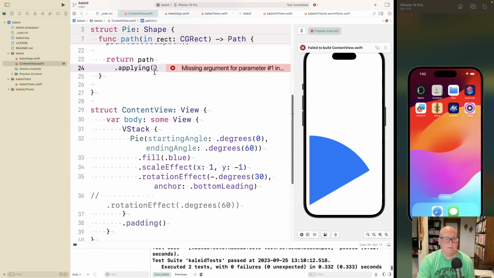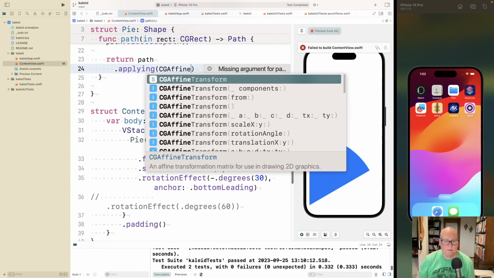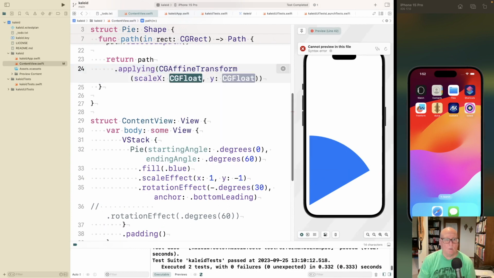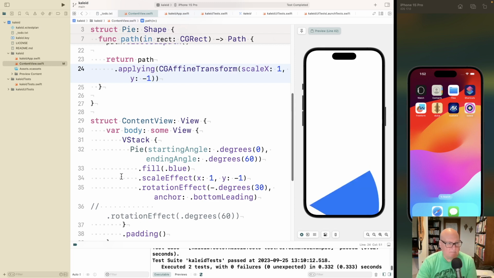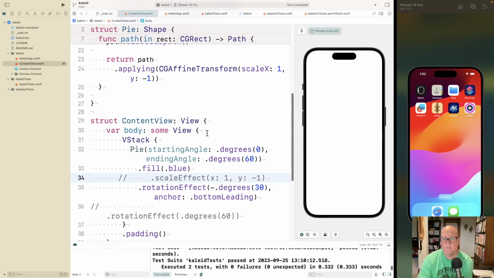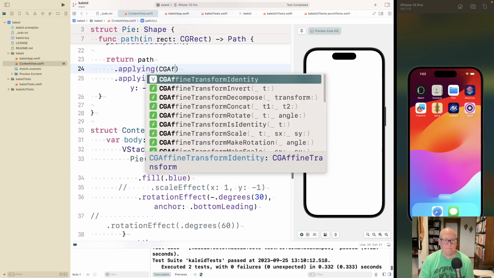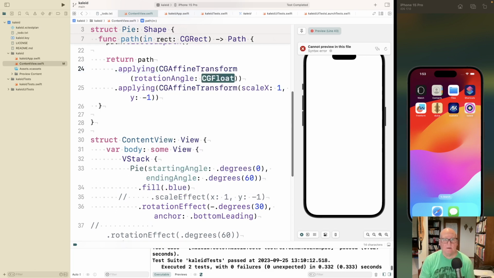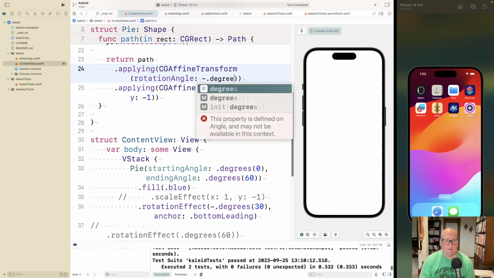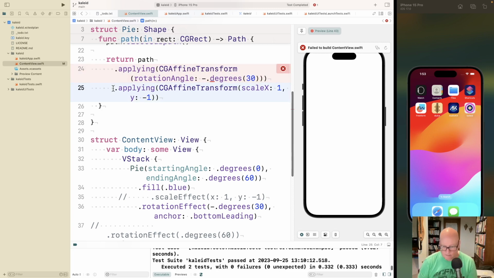Okay, so CG affine transform scale x 1 y minus 1. Okay, take this off. Well, that's not doing what I hoped it would do. Let's try the other one. Rotation angle. I'll take this one off.